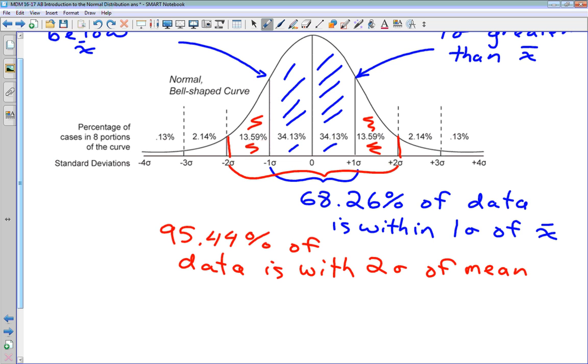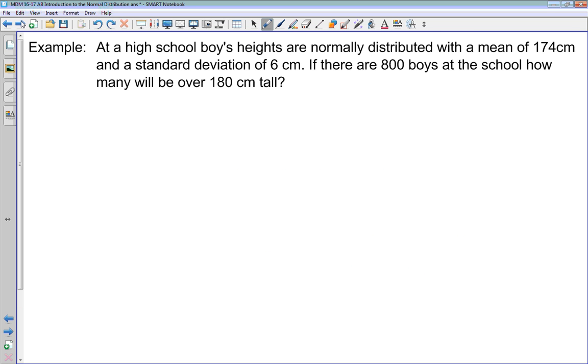So how can we use this to do calculations? We're going to really do this in detail when we get on to box C, but a simple little calculation we can do is shown in this example. So at a high school, boys' heights are normally distributed with a mean of 174 centimeters and a standard deviation of 6 centimeters. Okay, so if you went and measured everybody, you would get 174 as your average, and if you calculated the standard deviation, it would be 6. So if there are 800 boys at the school, how many of them will be over 180 centimeters tall?